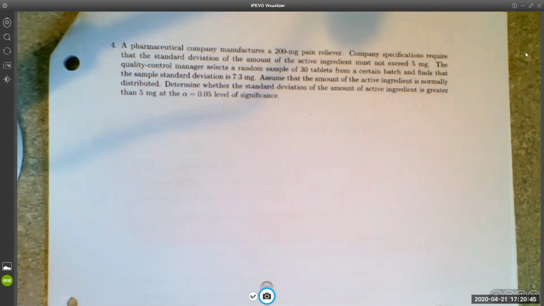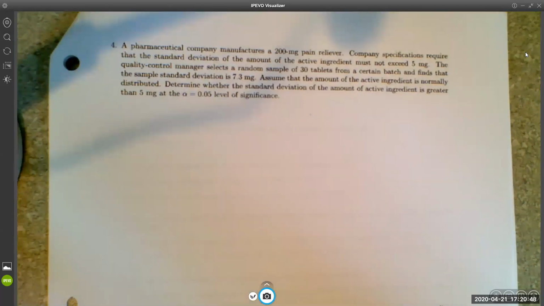So this one says, a pharmaceutical company manufactures a 200 milligram pain reliever. Company specifications require that the standard deviation of the amount of active ingredient must not exceed 5 milligrams. The quality control manager selects a random sample of 30 tablets from a certain batch and finds that the sample standard deviation is 7.3 milligrams. So that's not good, right? Assume that the amount of active ingredient is normally distributed and determine whether the standard deviation of the amount of active ingredient is greater than 5 milligrams at the 0.05 level of significance.